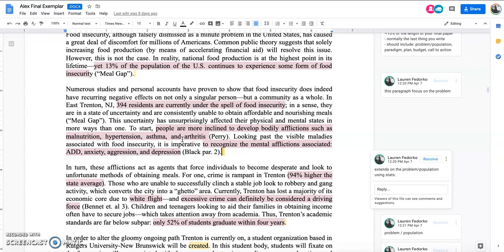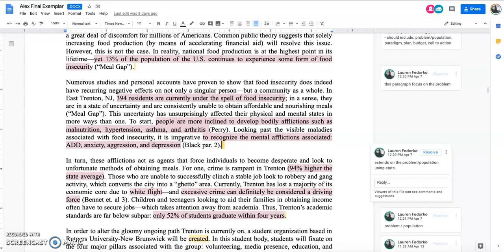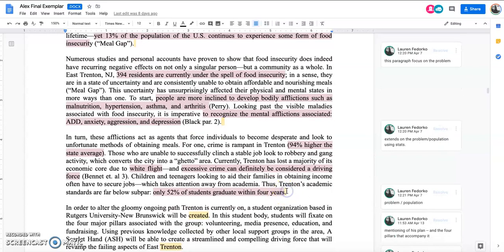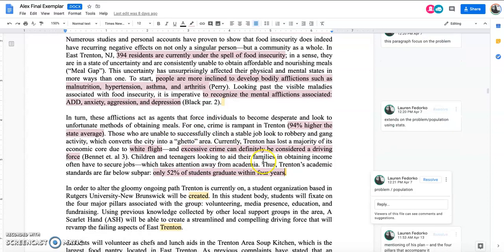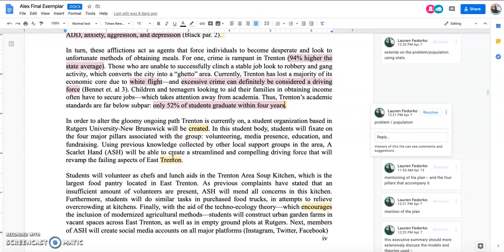So we can see these first two paragraphs are solely focused on what would be the introduction of your final proposal. Going down, Alex is still talking about the problem and population here. He offers more statistics. Just a reminder that everything in this pinkish purple color are cited statistics that he's using, and you can see that he has the proper in-text citation to follow.